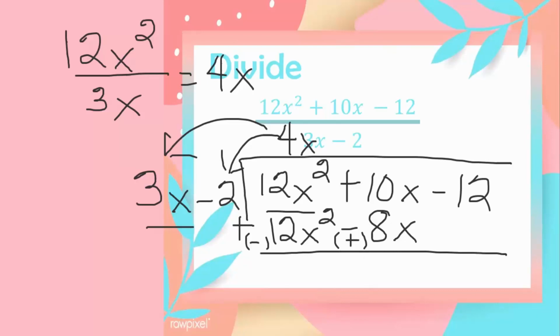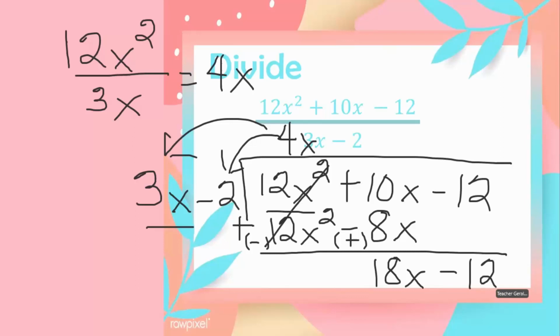So, 12x squared plus negative 12x squared, wala na yan. Cancelled na yan. 0 na. Okay? And then, 10x plus positive 8x magiging 18x. Okay? And then, ibaba natin ulit yung 12.